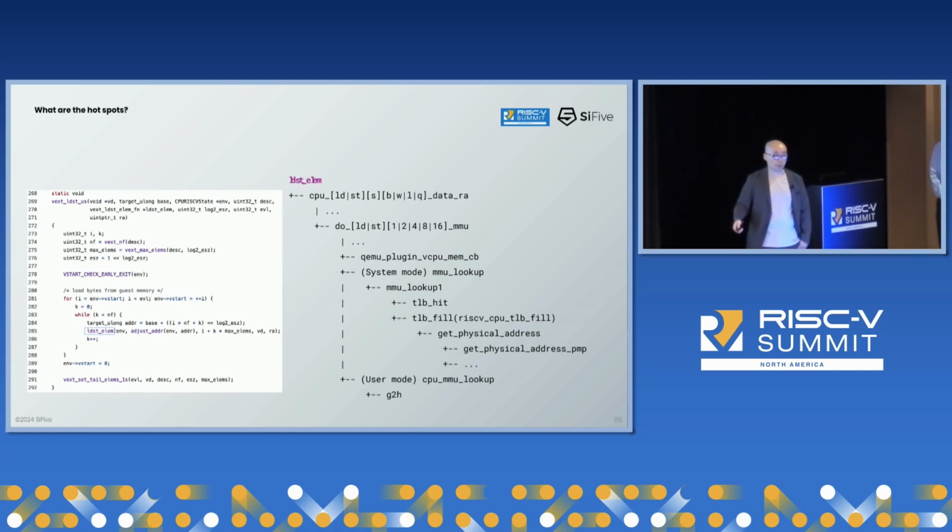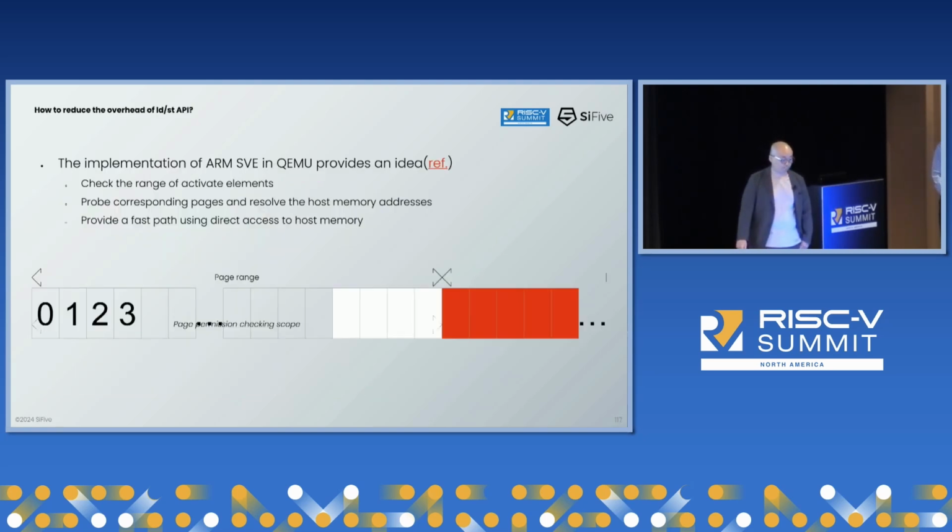In QEMU, between the different modes, maybe system mode or user mode, you need to handle a different address translation flow. In the system mode, you need to simulate the software TLB and do the page table walk. And in the meantime, you also need to check the page permission. And even more, if we enable the PMP, you also need to check the PMP permission here. So that's why, if we iterate all the elements in the loop and do so many things, it's slow.